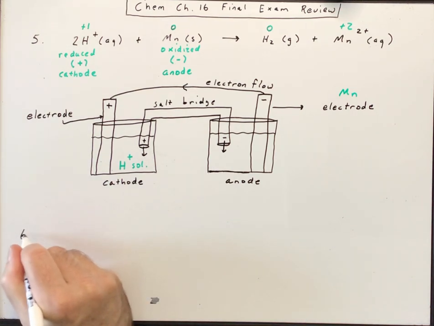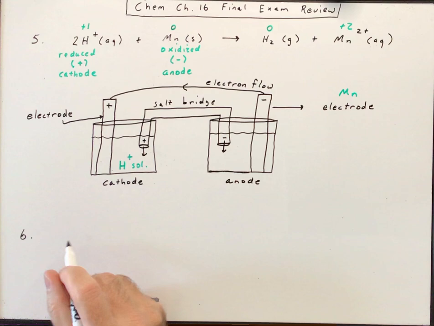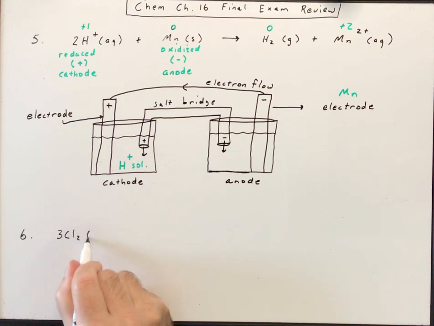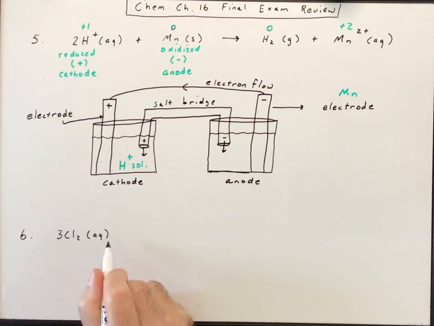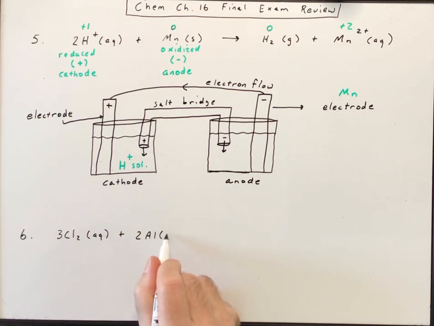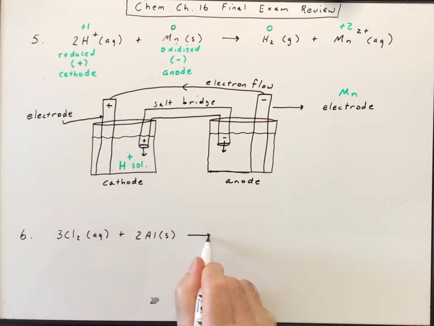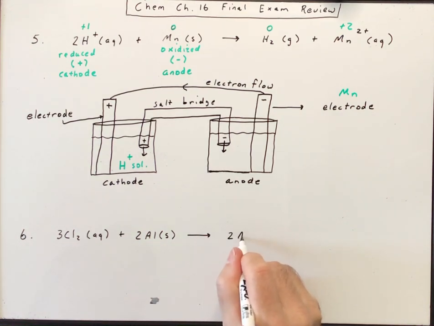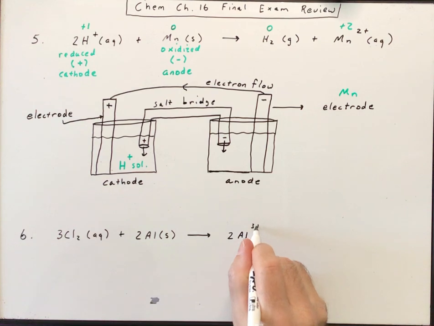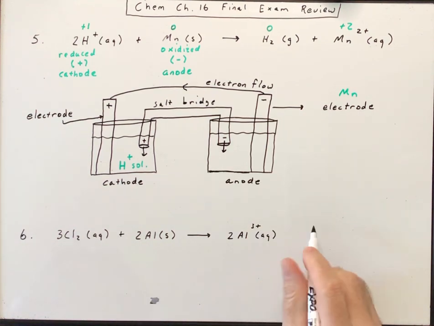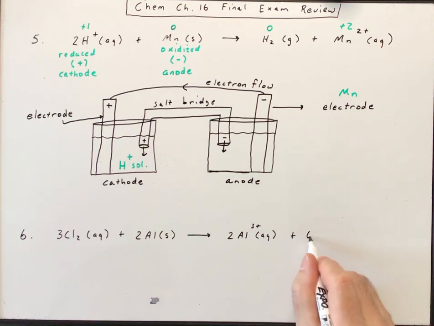All right, let's look at number 6. I'm going to use this same drawing for number 6. We have 3Cl2 plus 2Al makes 2Al3 plus, plus 6Cl minus.